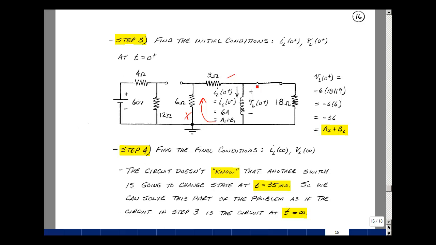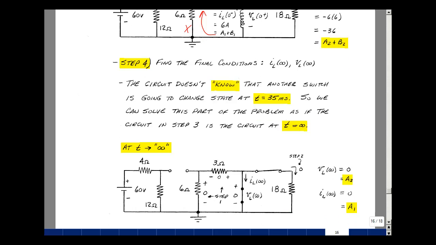But at 35 milliseconds, this switch is going to open. The circuit is following the solution of the differential equation prior to that, and it really doesn't know that we're going to open or close the switch or do anything in the future. So we could pretend that this switch isn't going to open, and simply use our algorithm and let t approach infinity and solve for another set of data points so we can solve for our A's and B's.